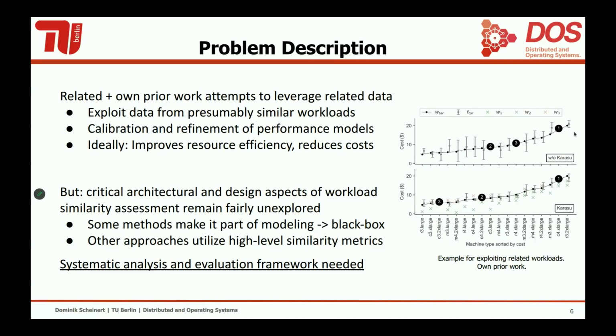And then the right-hand side is, for instance, an illustration from one of our previous works where we try to show that, assuming you want to predict the incurred cost of running a workload on a particular machine type, in AWS, if you only have a few sampling points, it's very difficult for a simple model to understand what the cost might be for different machine types, and then there's high uncertainty. Whereas if you manage to gather data points from related workloads, you might be able to calibrate your model and thereby reduce the uncertainty in certain regions.